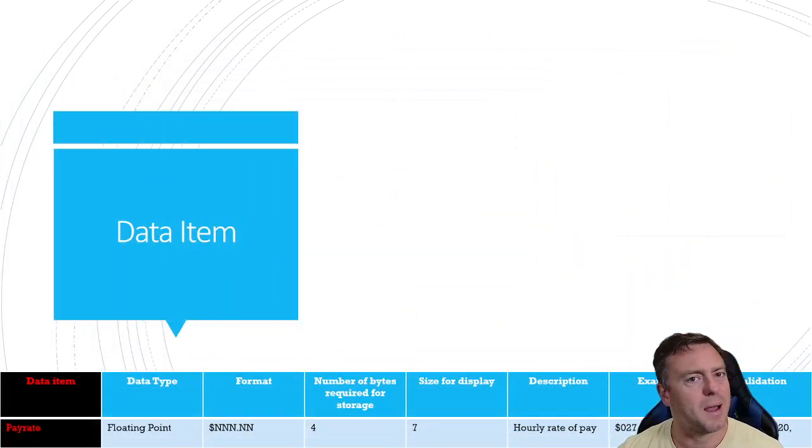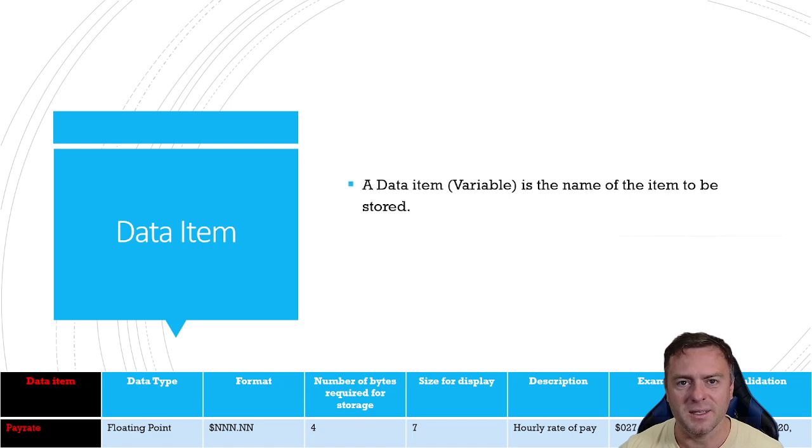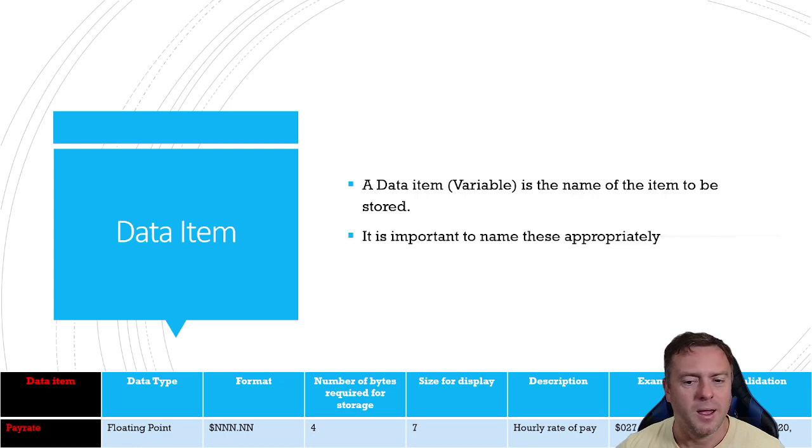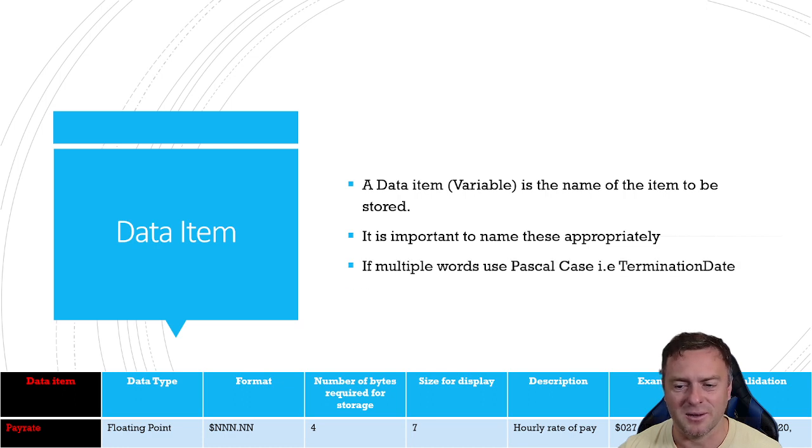Awesome. So I'm going to unpackage each one of these a little bit more just so that it's been described. For the data item, basically it's a variable, so that's the identifier, and it's going to be the name of the item to be stored inside of your program. It's important to make sure that these are named appropriately, and when we use Nessa's guidelines, we need to make sure that we're using Pascal case. That basically means a capital letter for each word, and then no spaces in between.